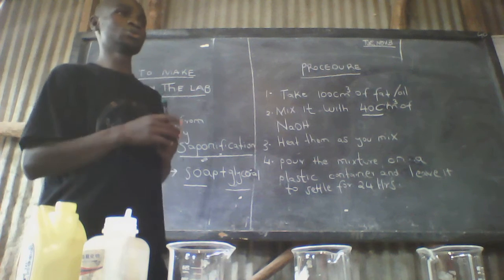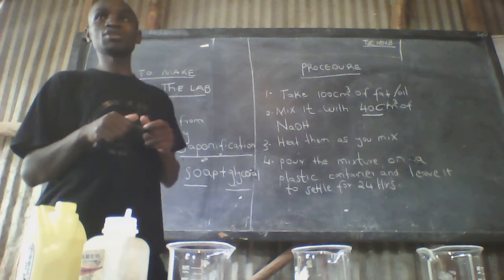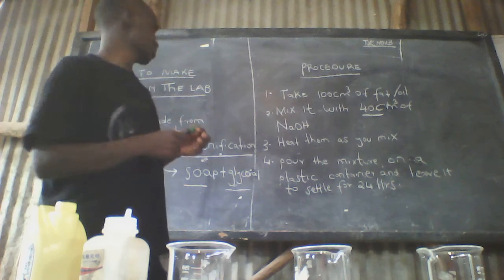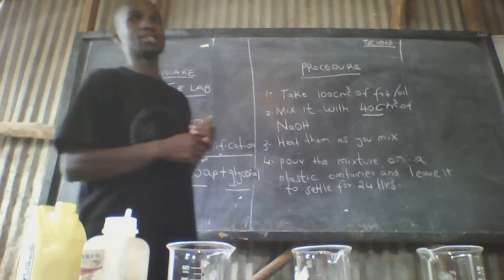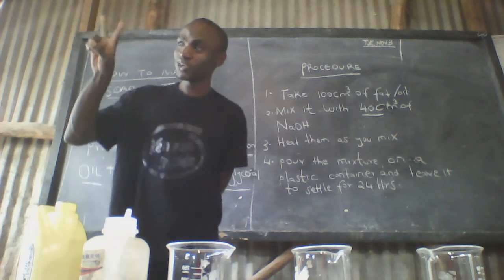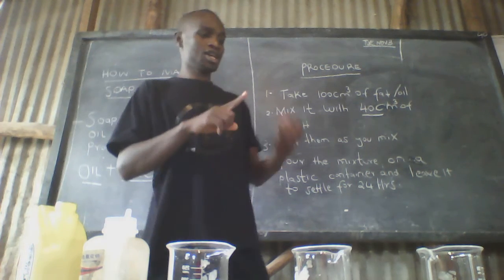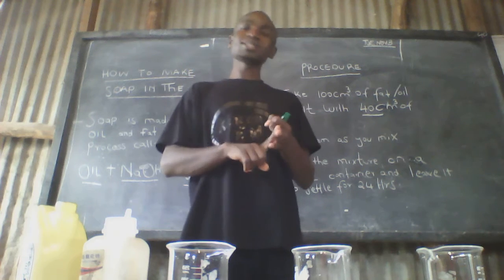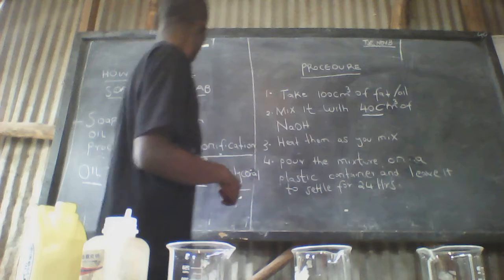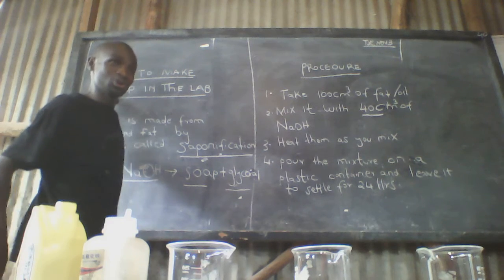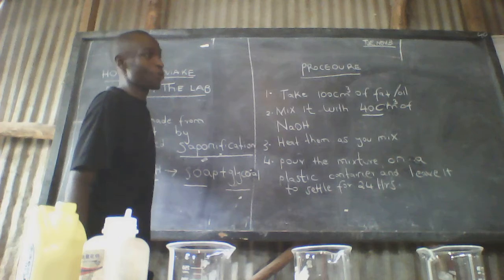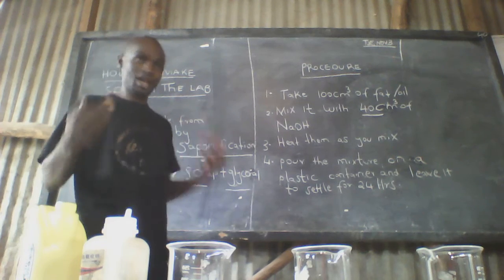Soap belongs to a group of hydrocarbons or organic compounds which we refer to as detergents. In detergents, we have two types: one is soapy detergent and the other is soapless detergent. Soap belongs to the group of soapy detergents. Now, how do we prepare them in the lab?